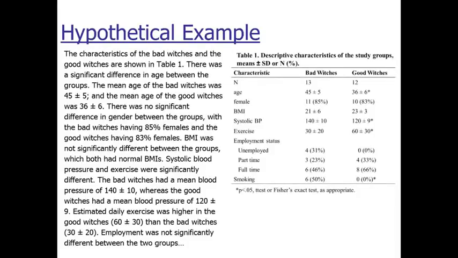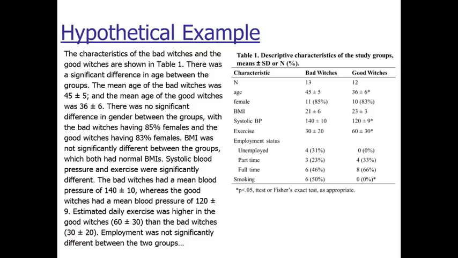Here's what I typically get when I'm getting manuscripts from students. Here's my table 1 with my descriptive characteristics, and then here's what the results section will say. The characteristics of the bad witches and the good witches are shown in table 1. Right there, notice we've got a passive voice. You should at least say table 1 shows the characteristics. You may not even need to tell the reader what table 1 does because table 1's pretty obvious, so you probably don't even need to give the reader what's in table 1. They can probably figure it out.